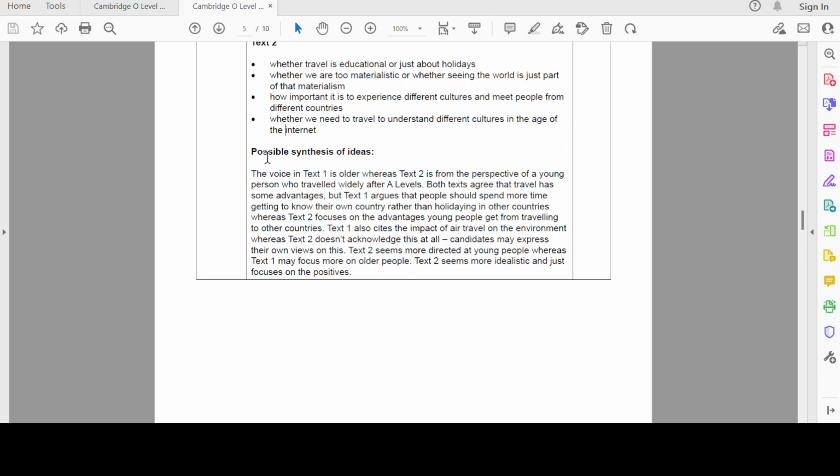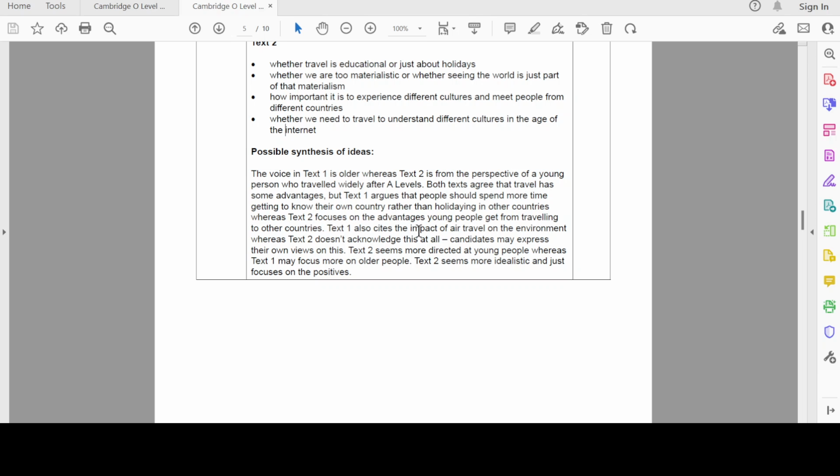Okay, now let's take a look at the possible synthesis of ideas. The voice in text 1 is older, whereas text 2 is from the perspective of a young person who traveled widely after A levels. Both texts agree, right? So again, the synthesis is the comparative, noting that there's an older person whereas a younger person. Both texts agree that travel has some advantages, but text one argues that people should spend more time getting to know their own country rather than going abroad. Text two focuses on the advantages for young people from traveling to other countries.